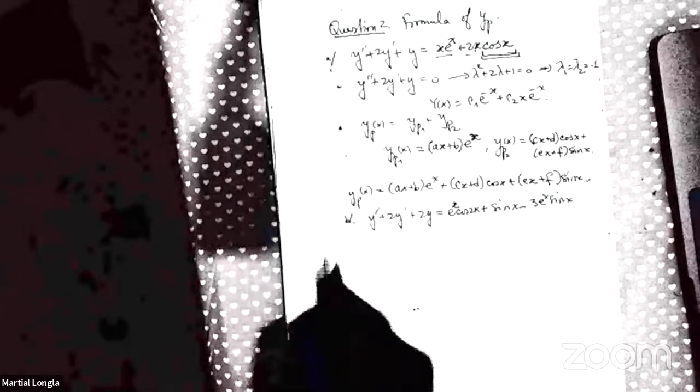Now b, in part b, we had y double prime plus 2y prime plus 2y equals e to the x cosine 2x plus sine x minus 3e to the x sine x. So that's what the question is. And the answer follows the same steps as the first one. So first step, homogeneous problem, y double prime plus 2y prime plus 2y equals 0.